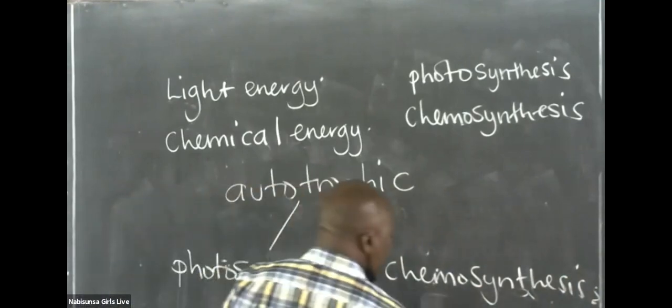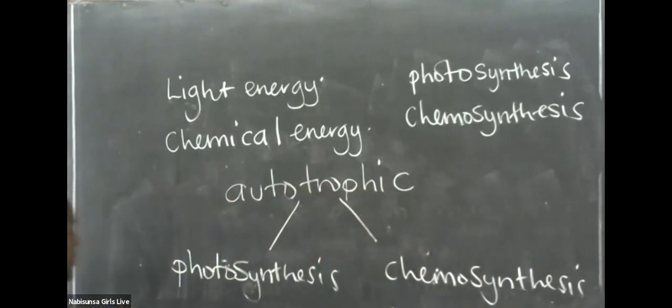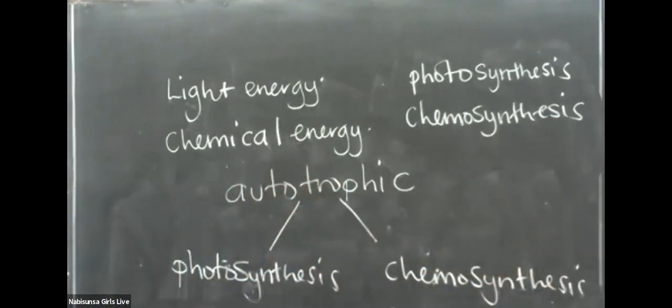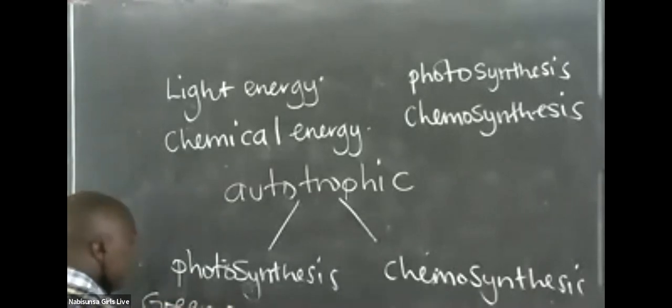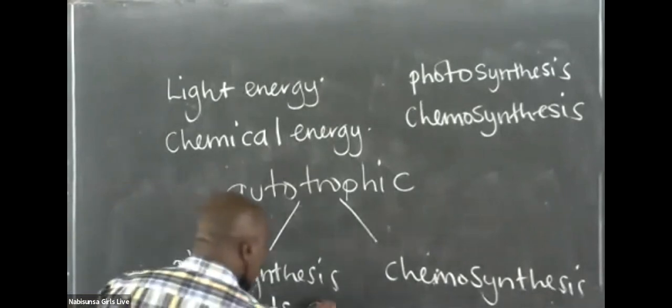Now, which organisms go on to carry out photosynthesis? We give just examples of some of those organisms which will carry out photosynthesis and some of those which will be carrying out chemosynthesis. But all of them are manufacturing, they are making their own food. For photosynthesis, the photosynthetic organisms include the green plants. Those ones are photosynthetic. You're getting it? And then it also includes the algae.